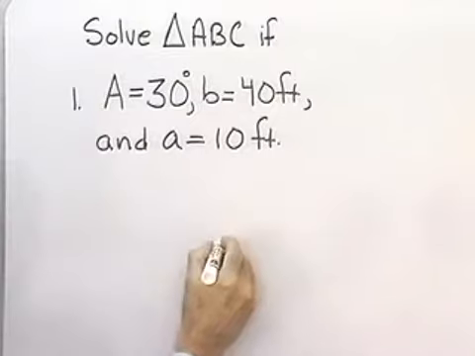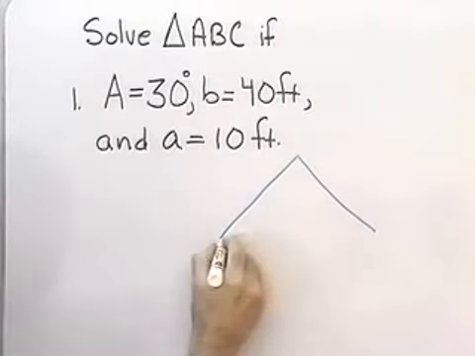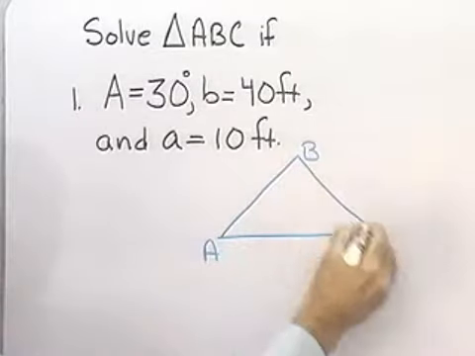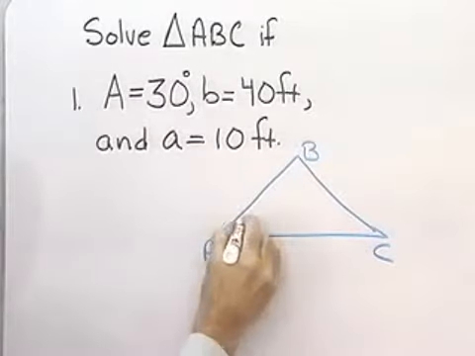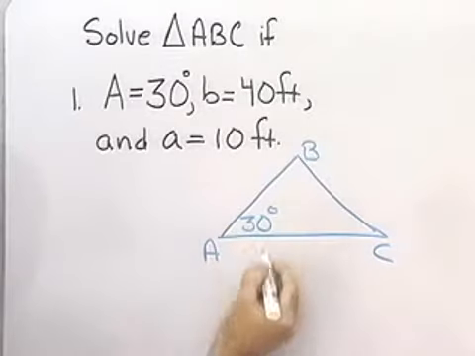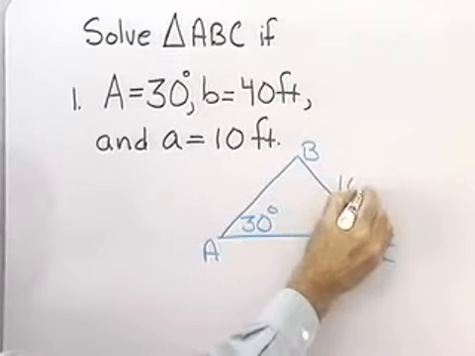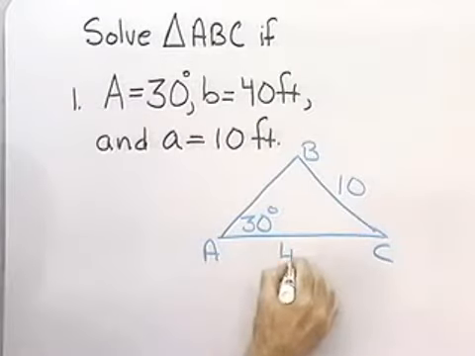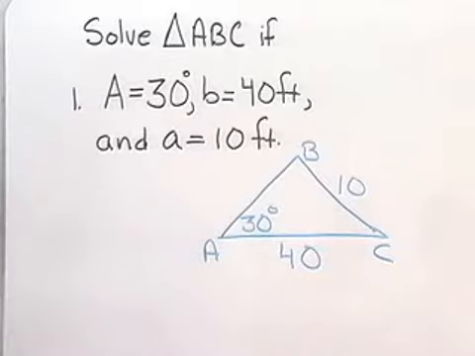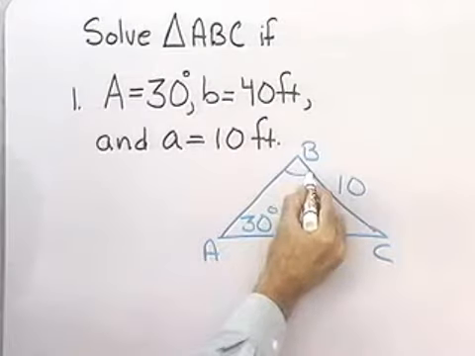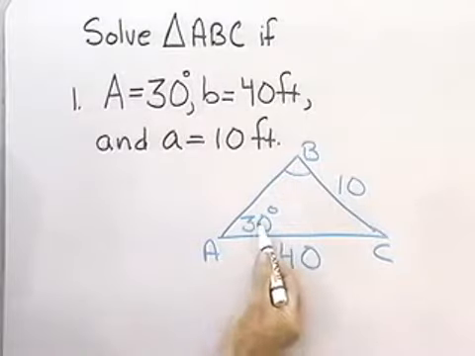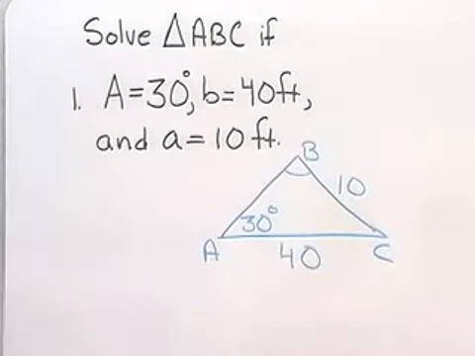Okay, we're going to draw a little reference triangle that we can label A, B, and C. Angle A is 30 degrees. Side A is 10. That's this right here. And then side B turns out to be 40 feet. According to the law of sines, the only thing that I can solve for first here would be angle B. And what I'll say is that the sine of B is to 40 as the sine of 30 is to 10. So let's do that next.